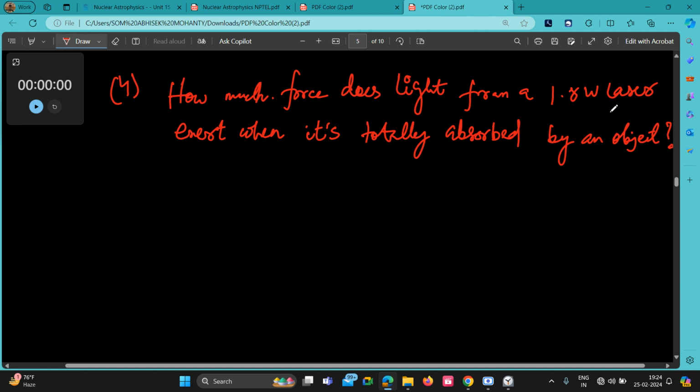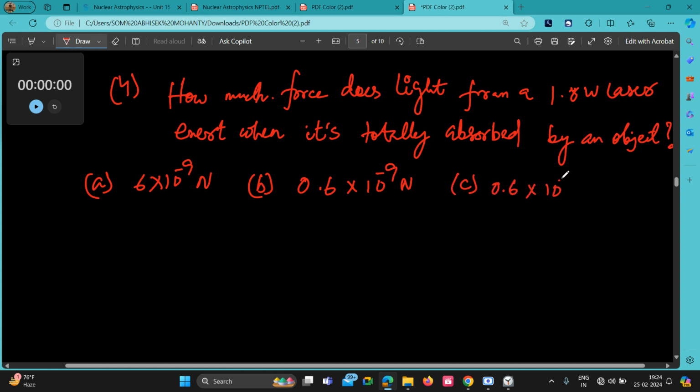How much force does light from a 1.8 watt laser exert when it's totally absorbed by an object? Option A, 6 into 10 to the minus 9 newton. Option B, 0.6 into 10 to the minus 9 newton. Option C, 0.6 into 10 to the minus 8 newton. And option D, 4.8 into 10 to the minus 8 newton.